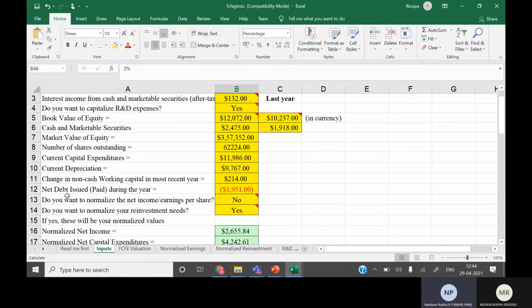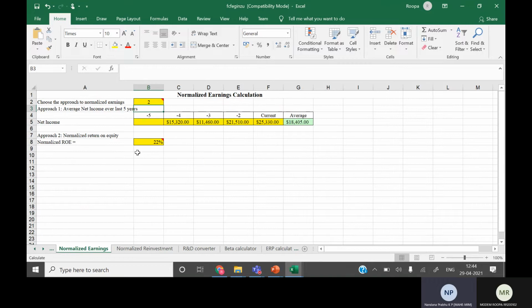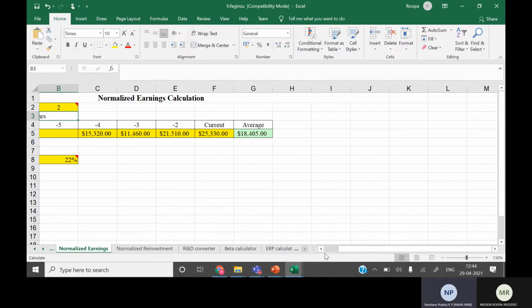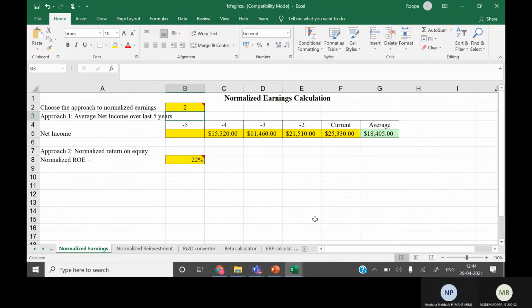There is another Excel template to the right. If you scroll to your right, the second one is normalized earnings. Let us look at that normalized earnings. You can use two approaches. Choose the approach to normalized earnings. Approach 1 is average net income over the last 2 years. Approach 2 is a normalized return on equity. You can write either 1 or 2.